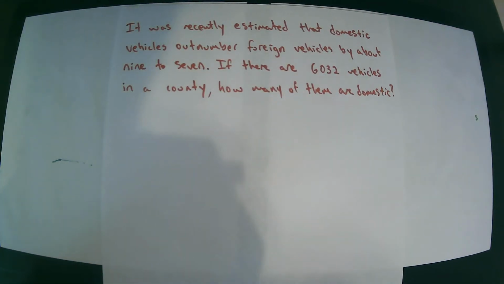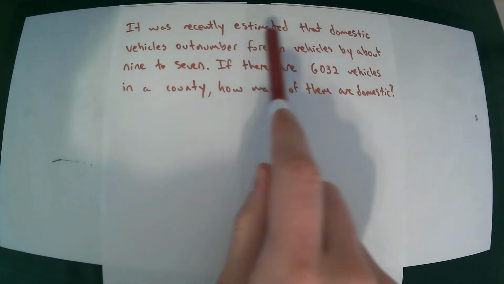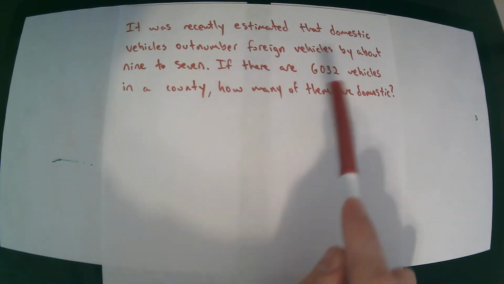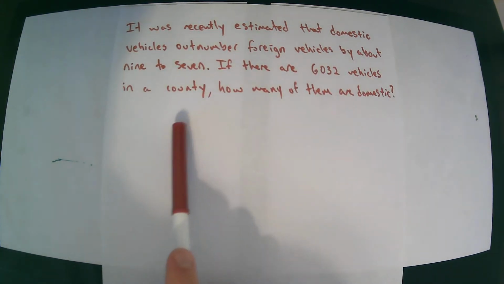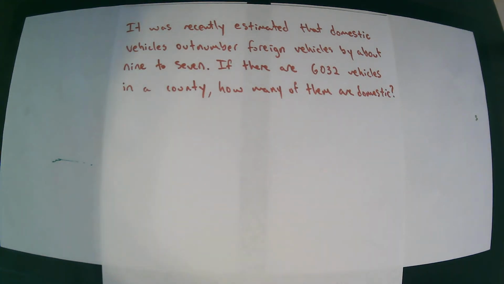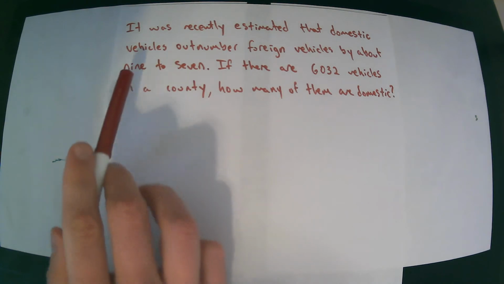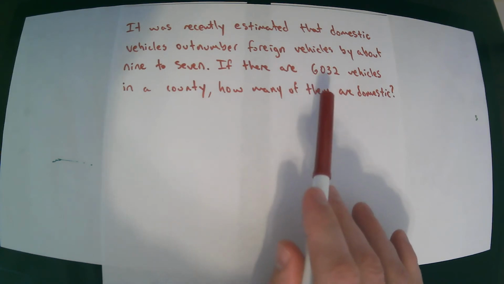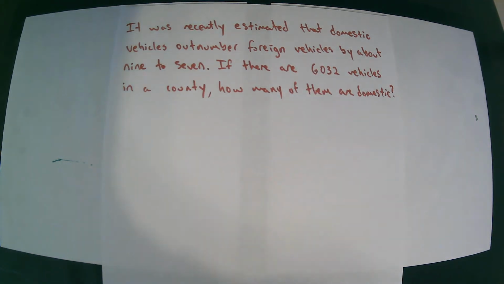Okay, I'm back. I found one that's a little different. It takes a little bit more critical thinking. I'm going to write down the entire problem, in fact. Okay, here's the problem. It was recently estimated that domestic vehicles outnumber foreign vehicles by about 9 to 7. If there are 6,032 vehicles in a county, how many of them are domestic? So this is a little different because they're giving us a ratio of domestic vehicles to foreign vehicles, and then a total, right? A total. And we want to know how many vehicles are just in one of those categories.